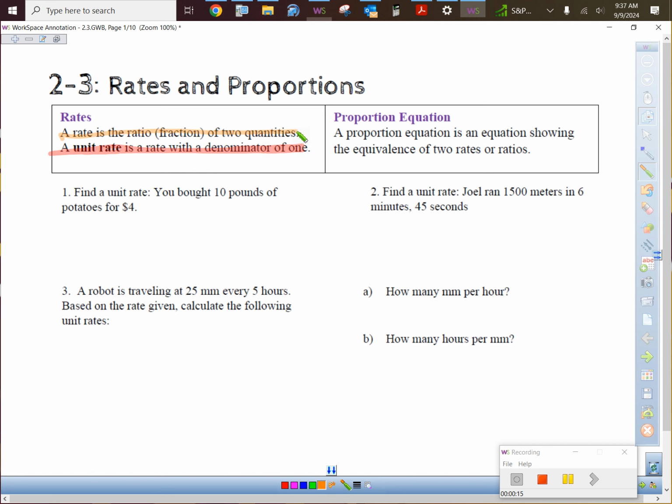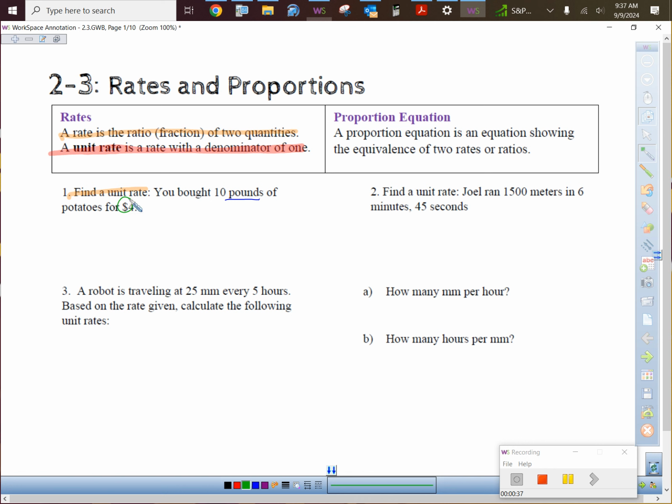They say, find the unit rate. You bought 10 pounds of potatoes for $4. My thing is, check out the labels, pounds and dollars. Are you cool that those are the labels in that situation? You could write this rate either way. You could do it pounds over dollars, or you could do it dollars over pounds.